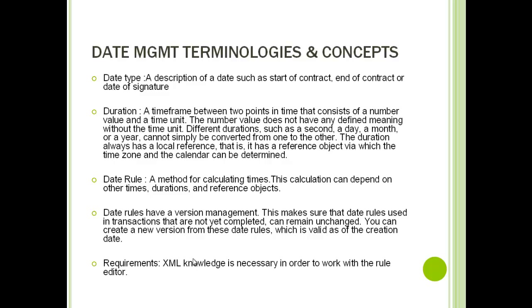You can create a new version from these date rules which is valid as of the creation date. So the system can calculate the dates in a transaction document by using this date rule, for example, the cancellation date of a contract. You can use a predefined date rule or define your own date rule.